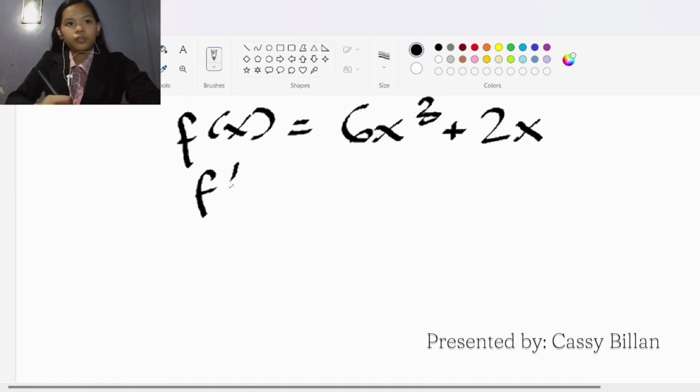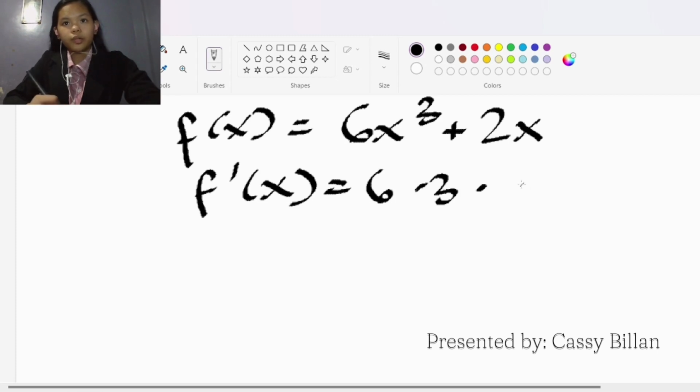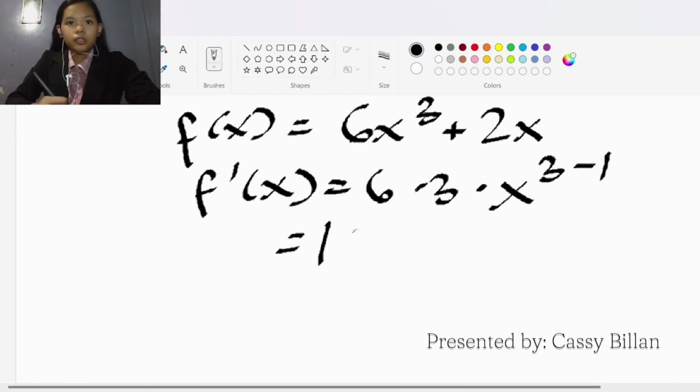So, the derivative of f of x is equal to 6 times 3. We multiply by the variable, which is x cubed, but the exponent minus 1. So this becomes 6 times 3 equals 18x cubed. I mean, squared. So it becomes 18x squared.